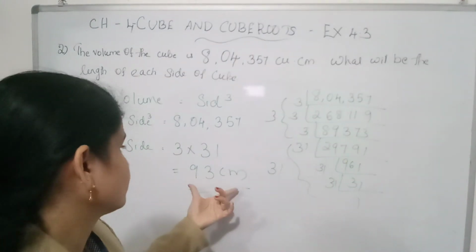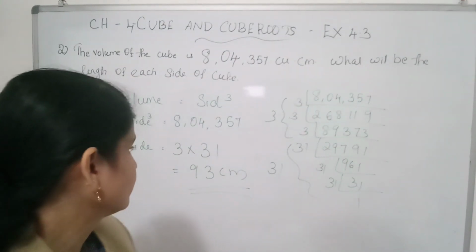8,04,357 cube root. So side of the cube is equal to 93 centimeter.